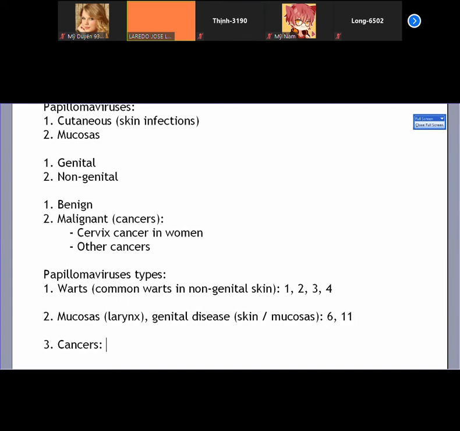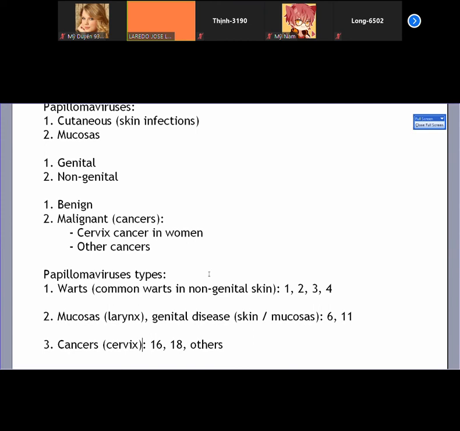And finally, the cancers. Many different types of papillomaviruses may cause cancers, but the most common are 16 and 18. These are the types that you must remember. 16 and 18 cause cancer, but also others that we are not going to mention here. So 3 types. The most important to remember, cervix cancer. The most important cancer is the cervix, but not the only one.